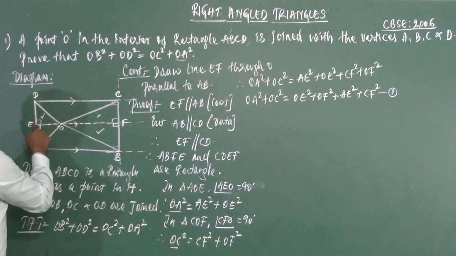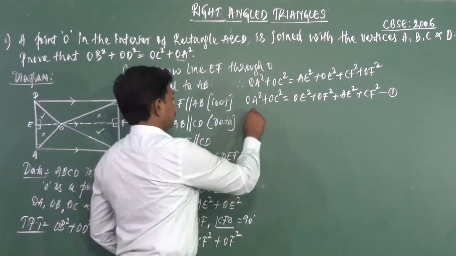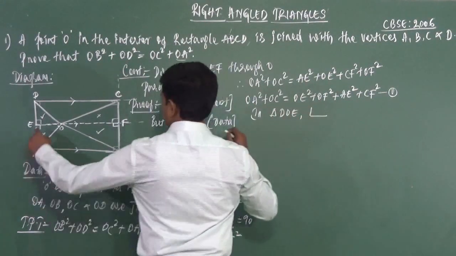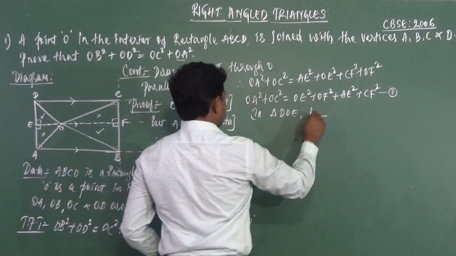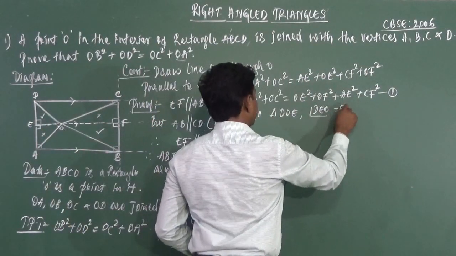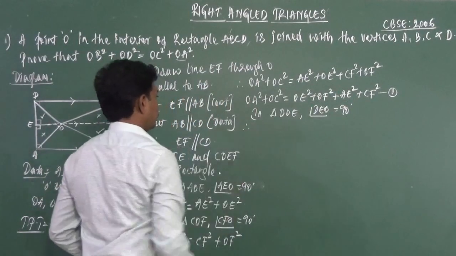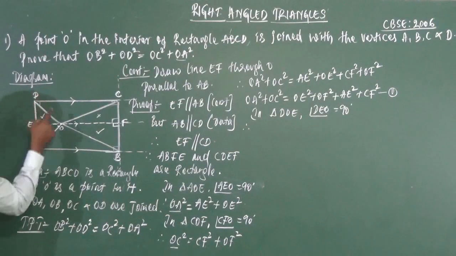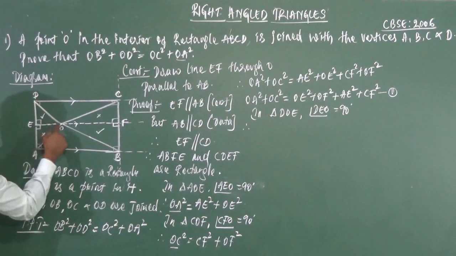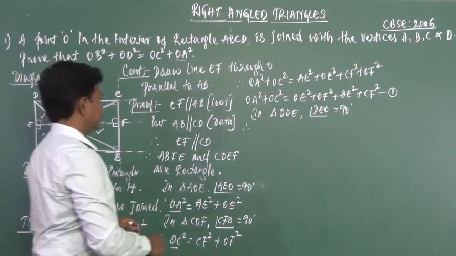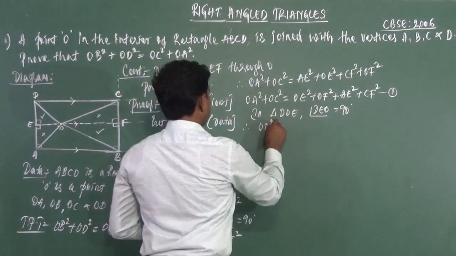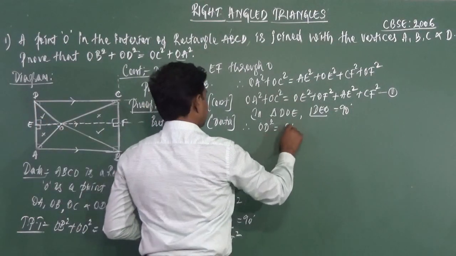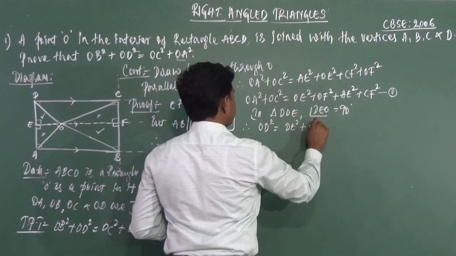In triangle DOE, we will apply Pythagoras theorem. Angle DEO is equal to 90 degrees. Therefore, by applying Pythagoras theorem, opposite to 90 degrees is OD. So OD square is equal to DE square plus OE square.